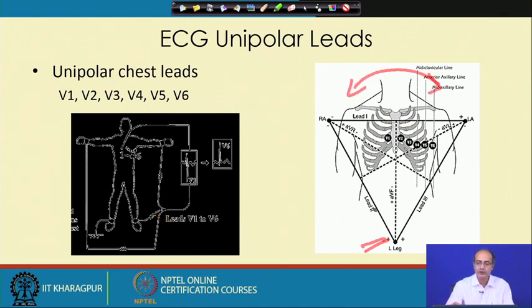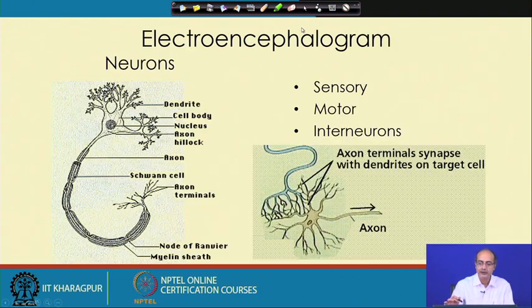So, now let us move forward. Let us go for the second signal, that is electroencephalogram, or in short we call it EEG. Now, to know that, first we need to know the origin of it.